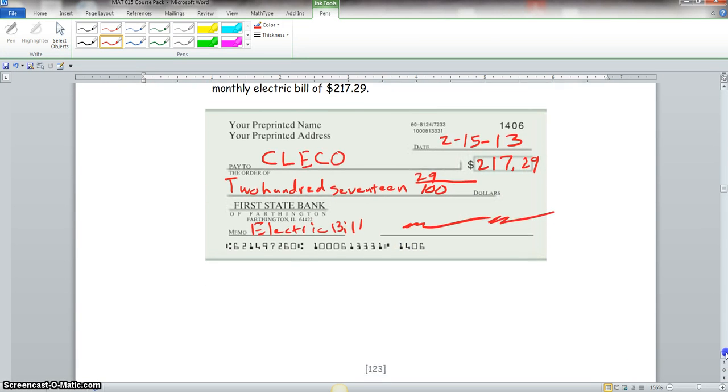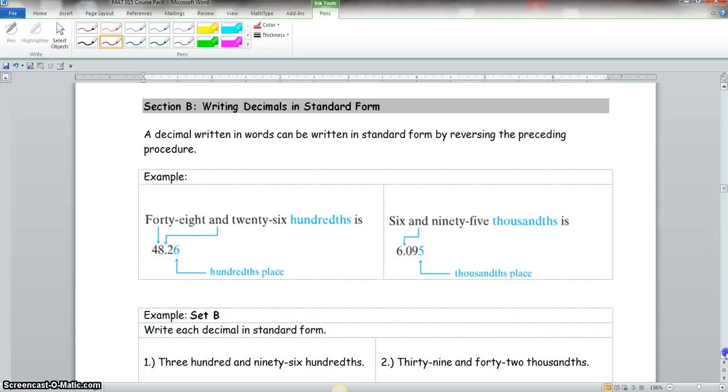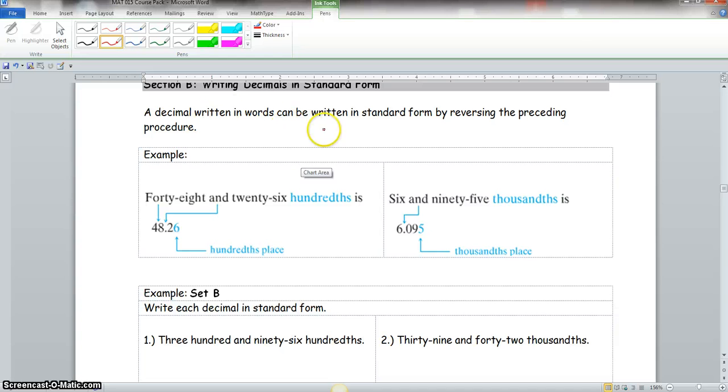Okay, now we scroll down to write in decimals in standard form. A decimal written in words can be written in standard form by reversing the procedure. 48 and 26/100ths: you have 48, and that is your decimal. Now we want 26/100ths. So we know that 6 has to be in the hundredths place, so that 2 must be in the tenths place.